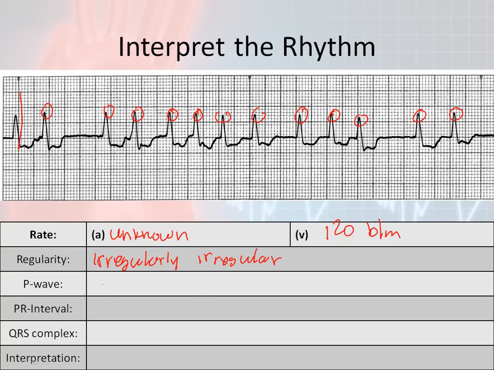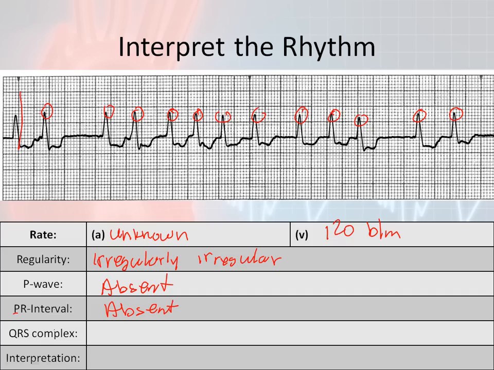Looking at my P waves, do I have any P waves in this situation? Of course I don't. There are no P waves whatsoever, so I'm going to say P waves are absent. Since I don't have a P wave, I can't have a PR interval, because there's no P. So I'm going to say my PR interval is absent.